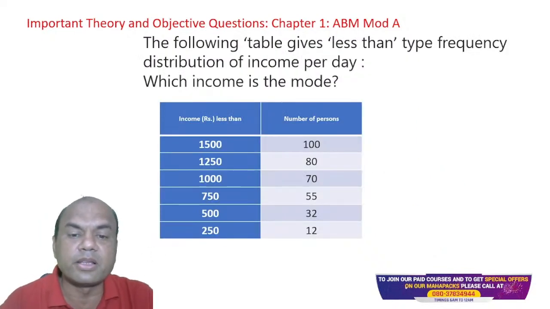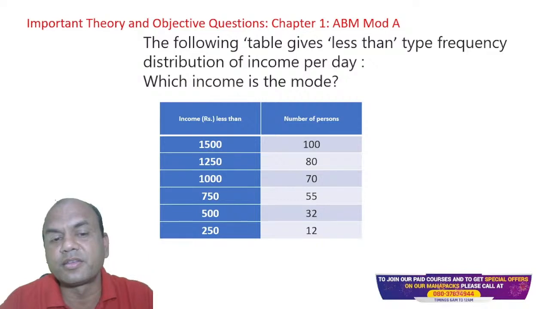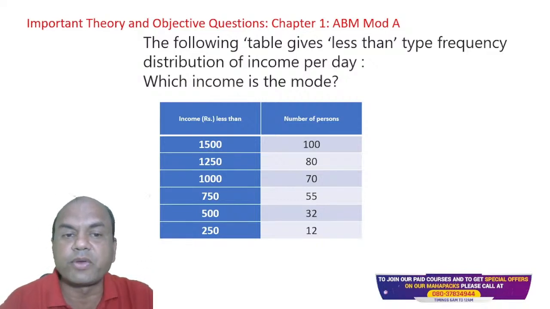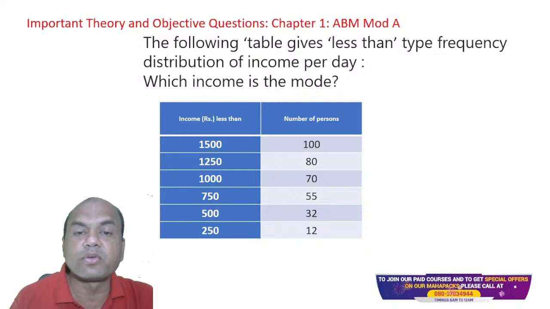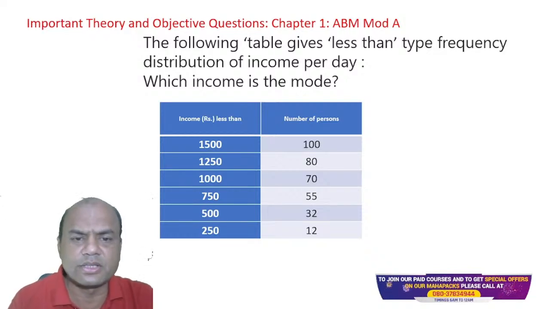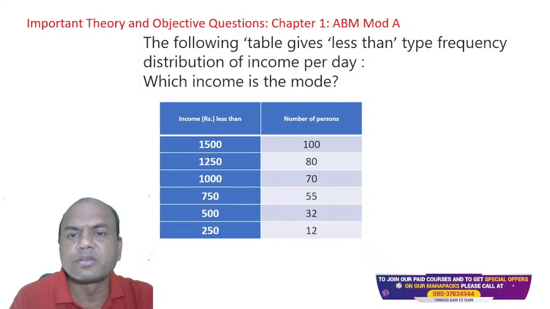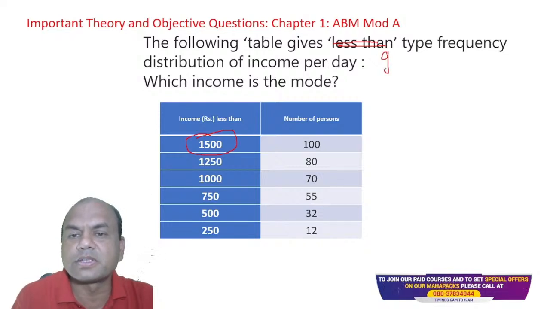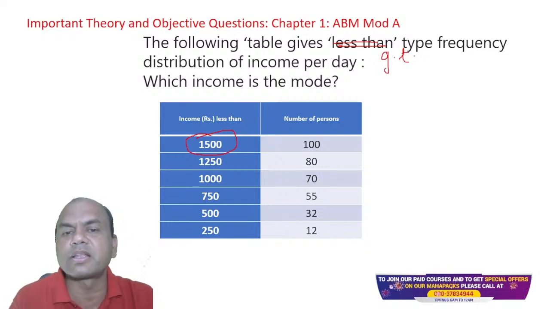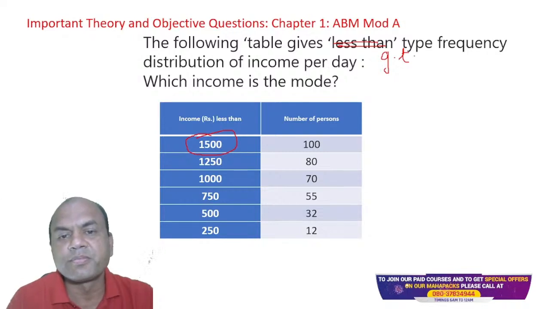The following table gives less than type frequency distribution of the income per day. Now what have you to do? Is this less than? I think so. It should be greater than type, because it is starting from the highest 1500 and it is going to the lowest. So greater than type, GT I'll write it. The following table gives the GT type frequency of the income per day.